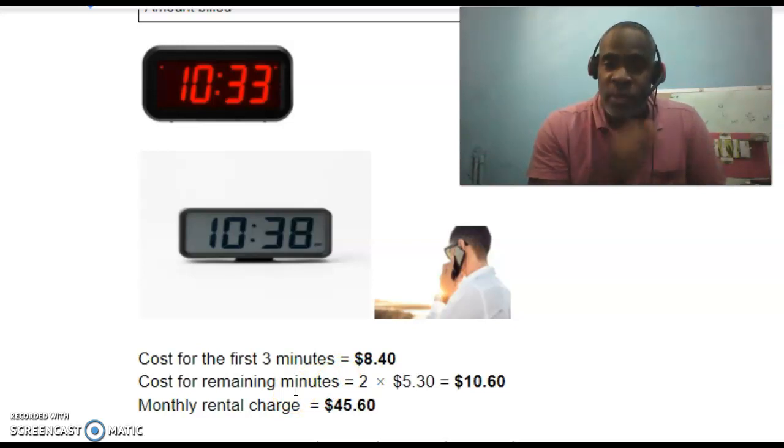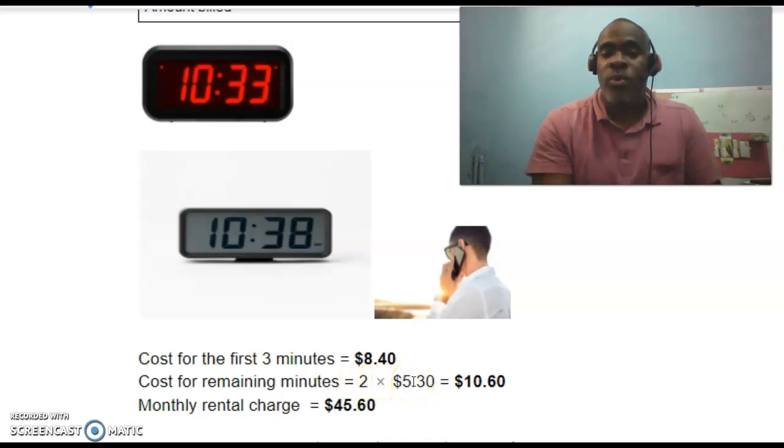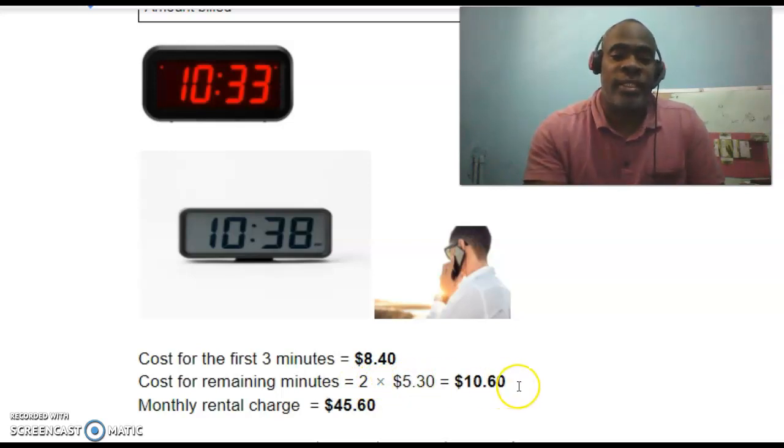Okay, I believe you would have said you'd have subtracted the first 3 minutes from the 5 minutes, and then you'd have gotten what? 2 minutes remaining. So for each additional minute, he would pay $5.30. So therefore, we'll multiply it by 2. So 2 times the cost of 1 additional minute, $5.30. So when you multiply that, you get $10.60.